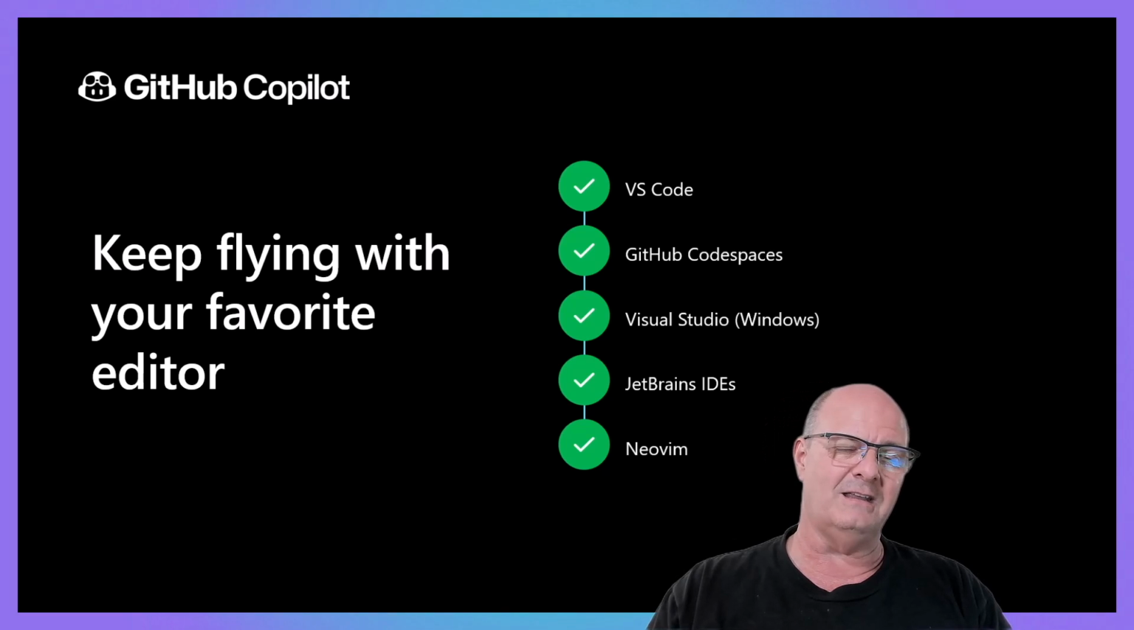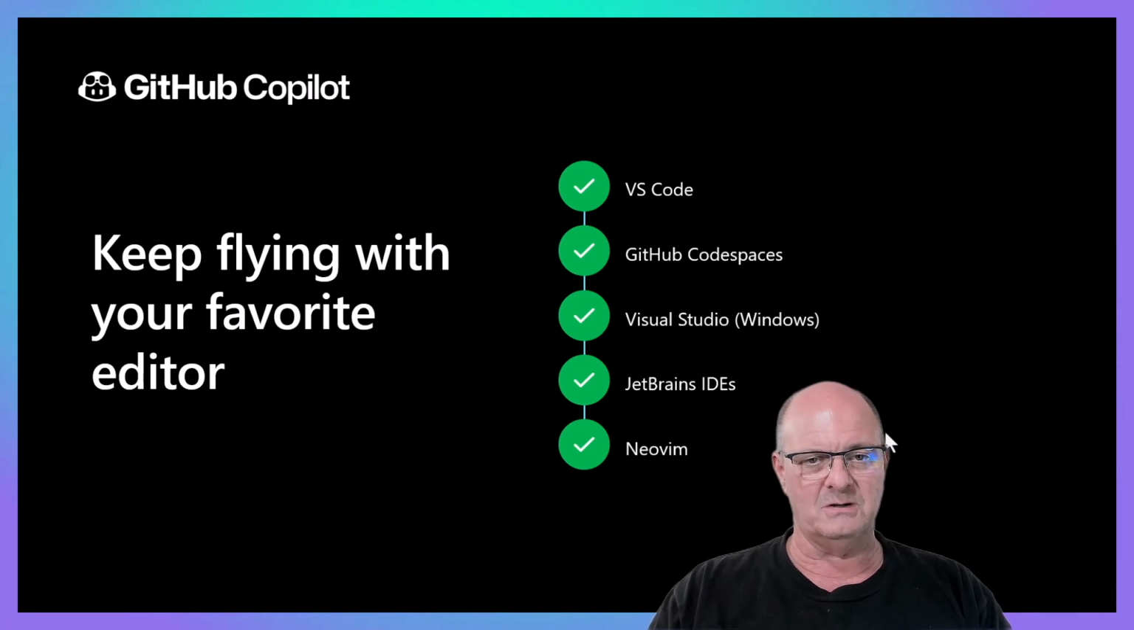JetBrains IDE. So if you're using IntelliJ IDEA, you can use all the features I'm going to show you today on that as well. And NeoVim, a little bit of a trivia question. What is the fifth thing that you could use GitHub Copilot for? It's NeoVim. So that is fully functional with GitHub Copilot as well.